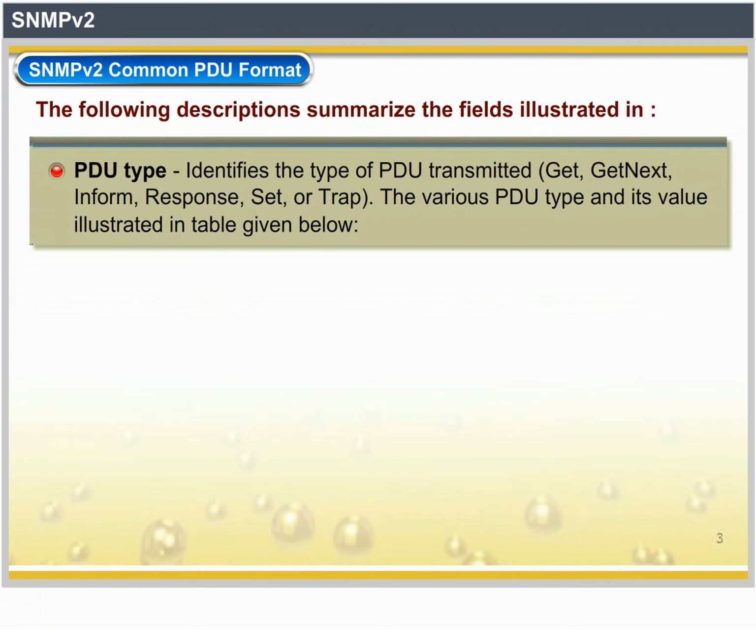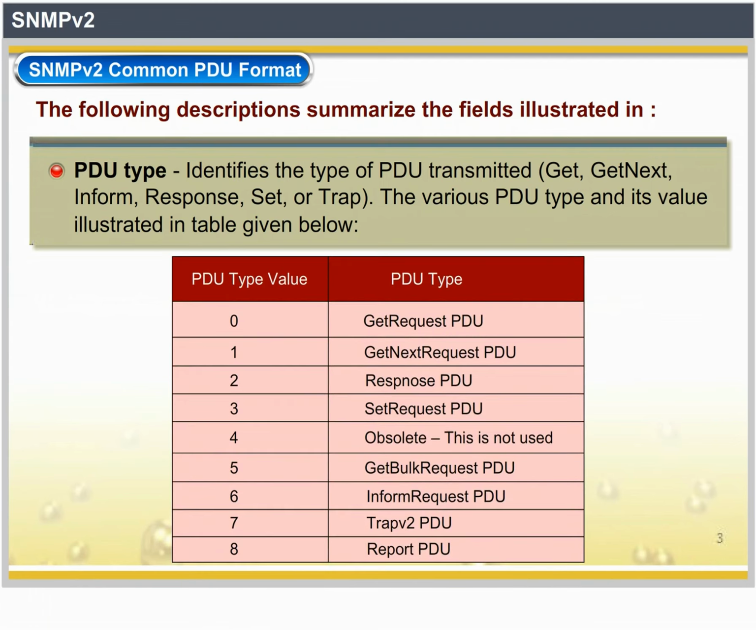PDU type value, PDU type: 0, get request PDU; 1, get next request PDU; 2, response PDU; 3, set request PDU; 4, obsolete, this is not used; 5, get bulk request PDU; 6, inform request PDU; 7, trap v2 PDU; 8, report PDU.